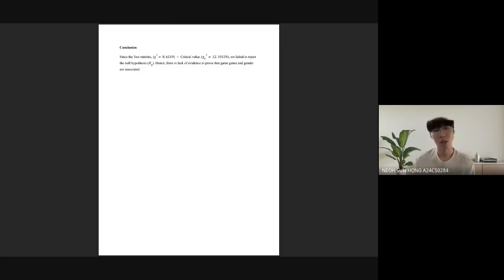The chi-square test shows a value of 8.61, less than the critical value of 12.592, and the distribution graph in figure 3.4.4 illustrates where our test statistic lies on the chi-square curve. As a result, we conclude that there is no significant relationship between game genres and gender in this data.